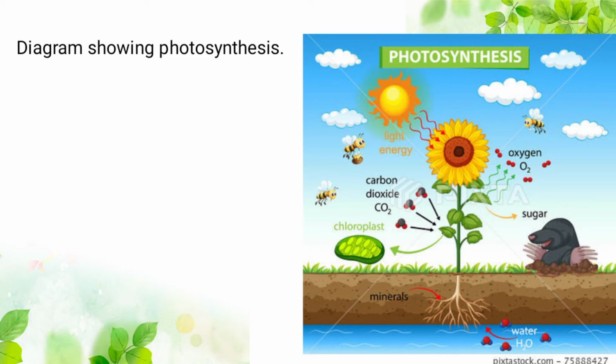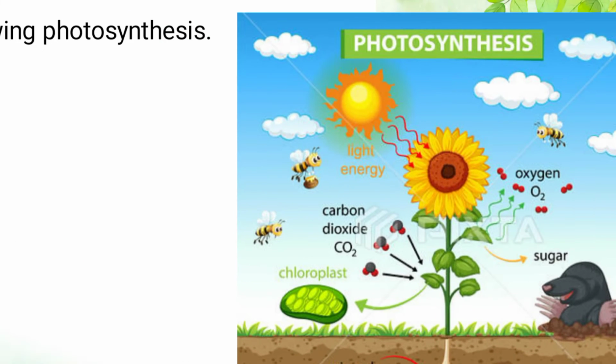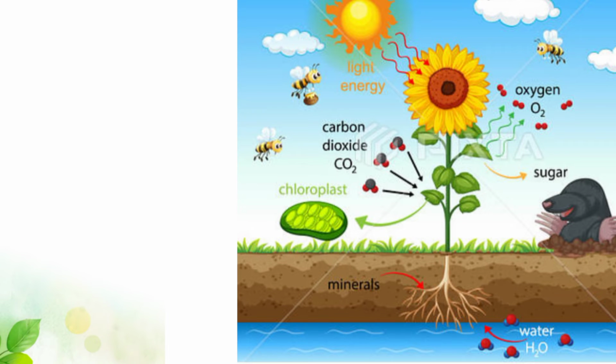So here is a diagram which is showing photosynthesis. So you can see how this photosynthesis is taking place. Sunlight is falling on the leaves of the plant. The carbon dioxide is taken in by the leaves. You can see the chloroplast. Chlorophyll is in the chloroplast which absorbs the sunlight, and you can also see the minerals and water getting absorbed and reaching the leaves. Once carbon dioxide, minerals and water are taken up, in the presence of sunlight and chlorophyll, that will form sugar. Sugar is nothing but the glucose, as we saw, and oxygen is given out.